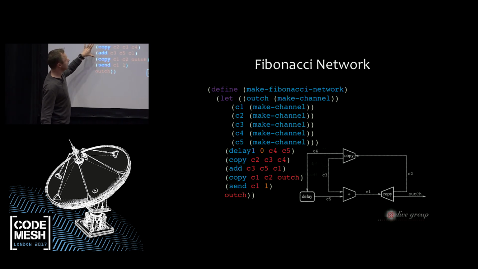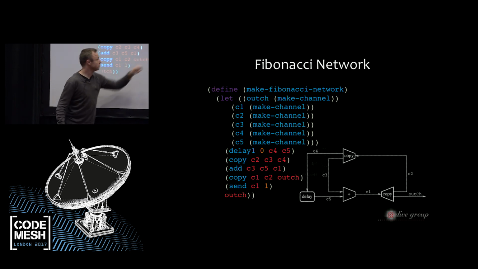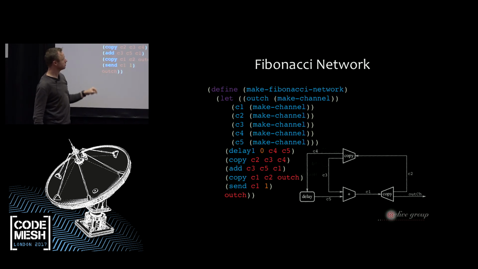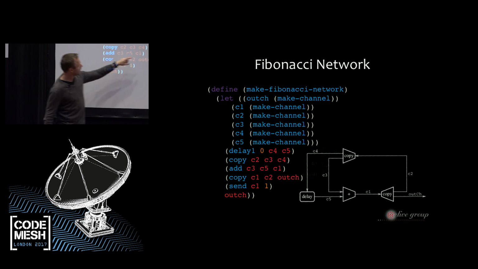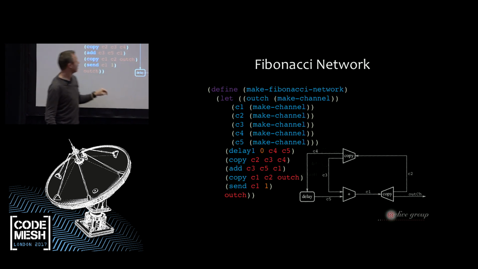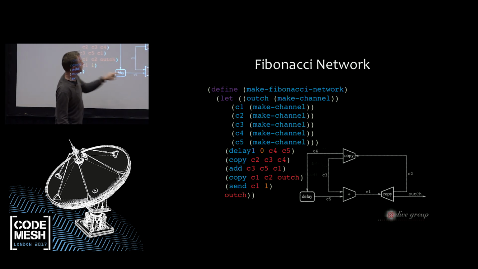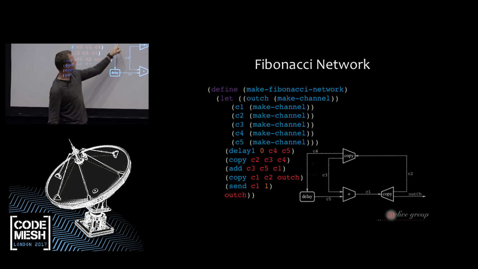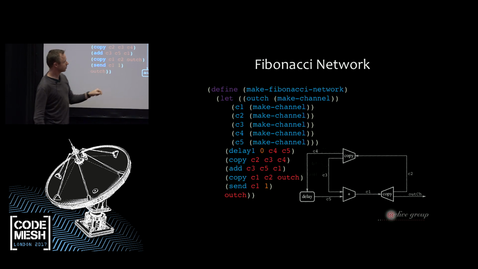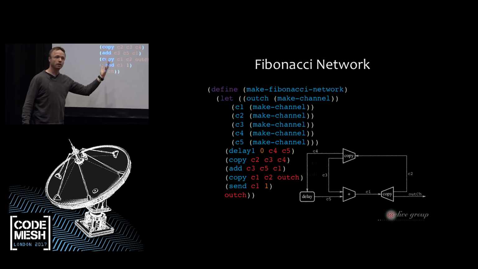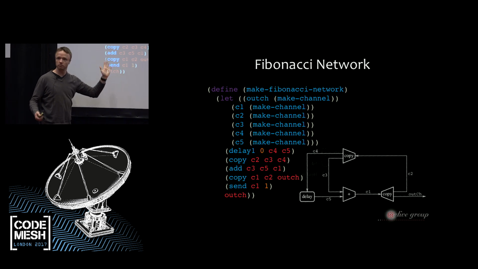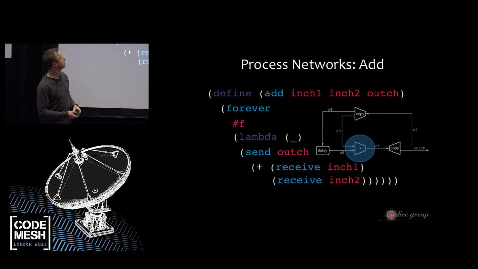And then we hook up the components to those channels. So for example, here's the delay component, which sits between C4 and C5. Here's the copy component, which sits between C2, C3, and C4. Here's the add component, and you can hopefully see that the program corresponds directly to this picture. Is that clear? Okay, good.